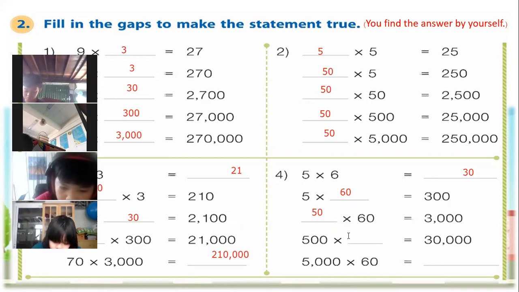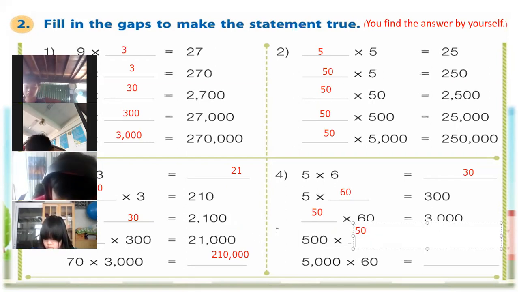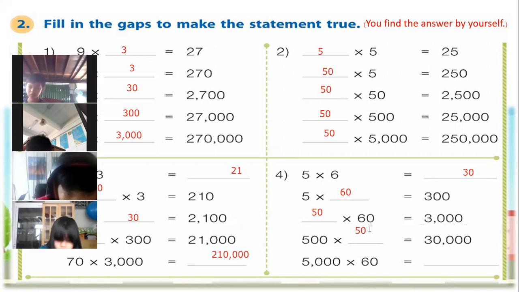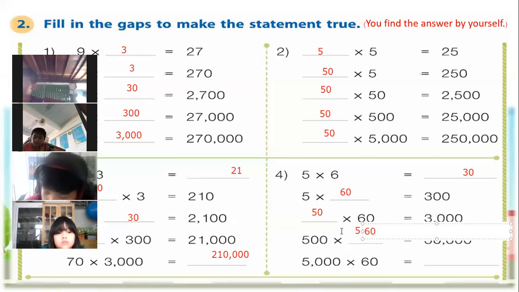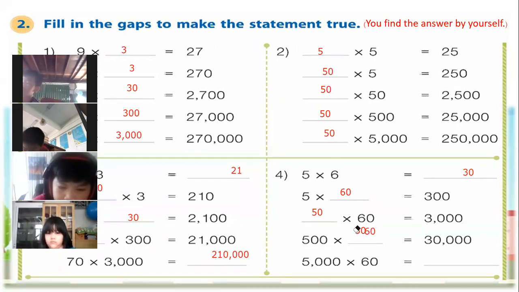Now, step 4. 500 multiplied by how much becomes 30,000? Sorry, there is a little bit of a typing mistake. This is actually 60. All right. So now 500 multiplied by 60. Okay, it's not 50. All right.